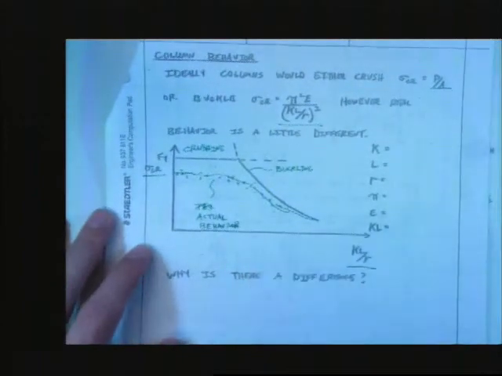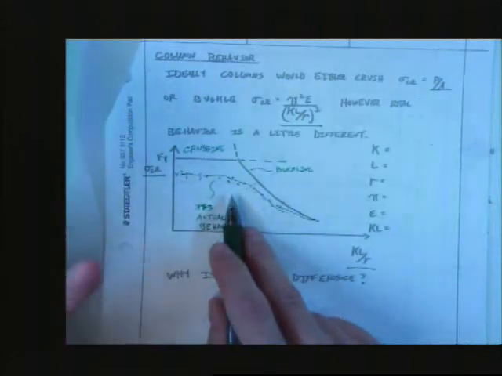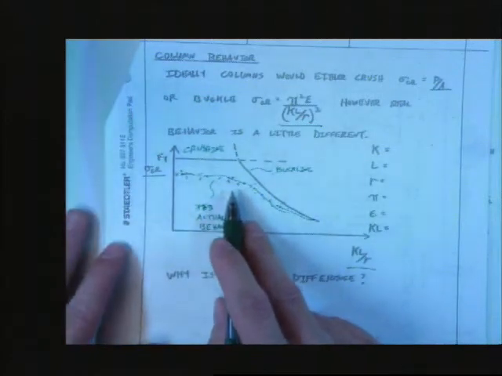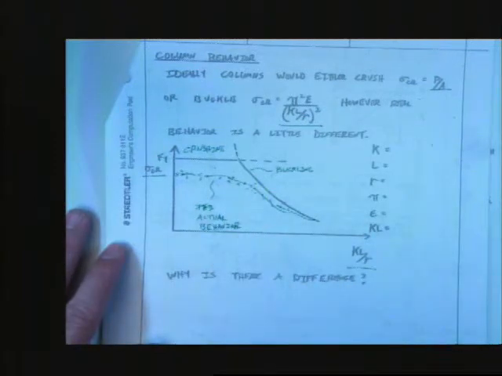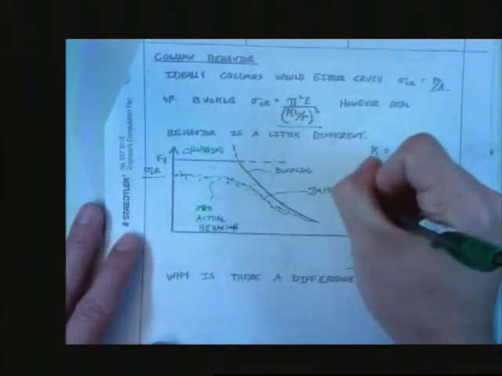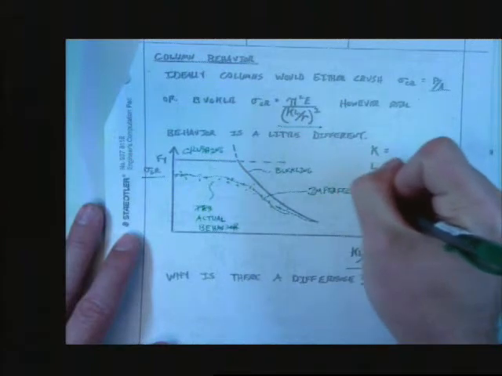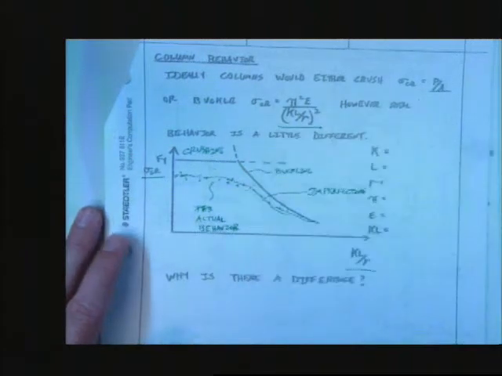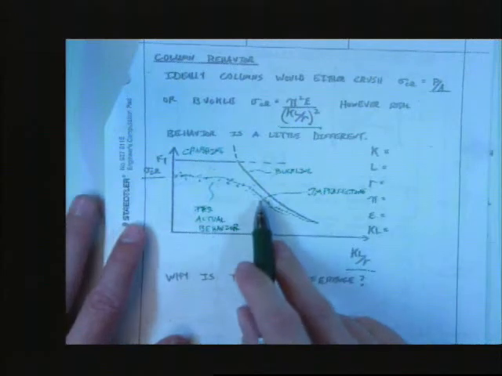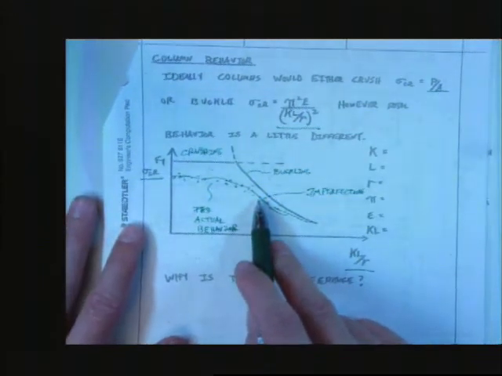So, we got this actual behavior, we got this crushing, this buckling. How can the actual behavior be different than the crushing or the buckling? Why? Imperfections. Yes, imperfections. That's right. Imperfections are the reason why there's a difference between these two curves. Residual stresses, non-perfect loading, non-straight members. These are all things that we call under the label imperfections.